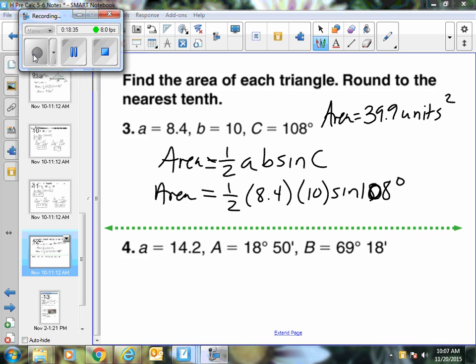All right, so here's the first area one when we take a look at it. So we are given two sides and the angle in between. How do I know? ABC, three different letters. So we have two sides, the included angle, which is fabulous, because that's exactly what we need, so we don't have to find that altitude ourselves. So 1/2, 8.4 times 10 times the sine of 108, and we get an area of about 39.9 units.